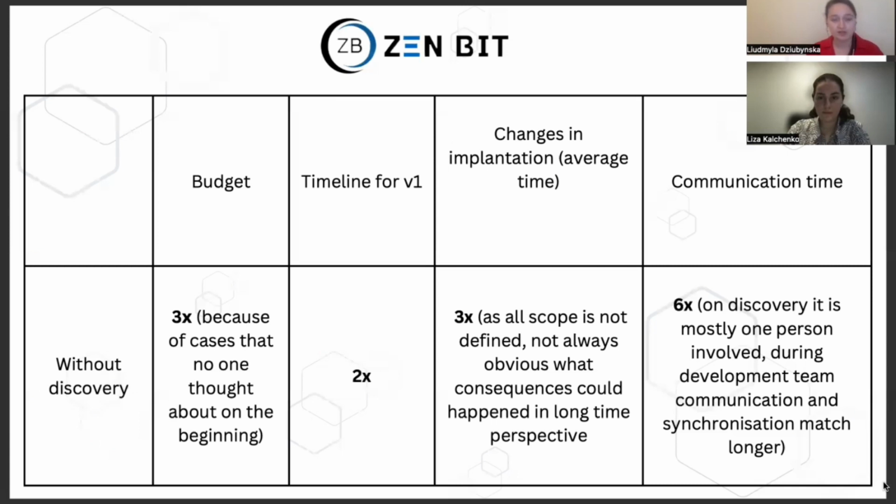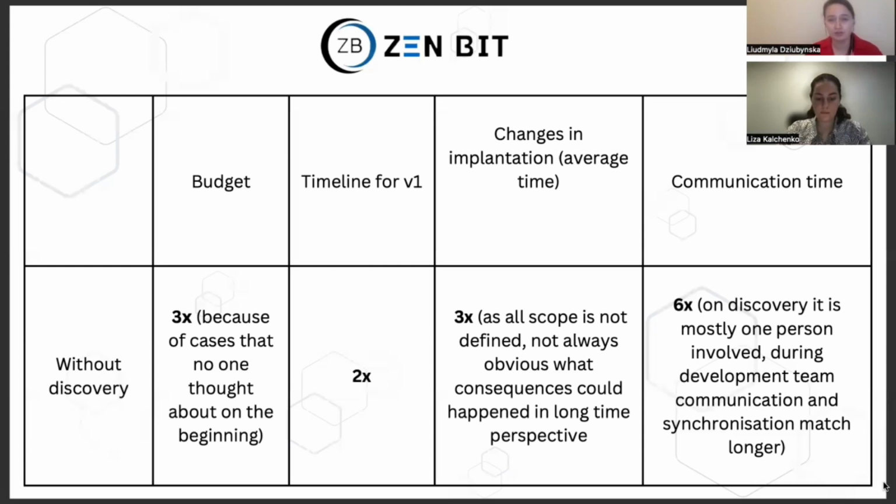For budget, it's even more critical, because in our case it was 3x more. And the main reason was that making any changes in the code is much harder than making changes in the text. So for example, if the budget of the project with discovery is 10K, without discovery for us it was around 30K.